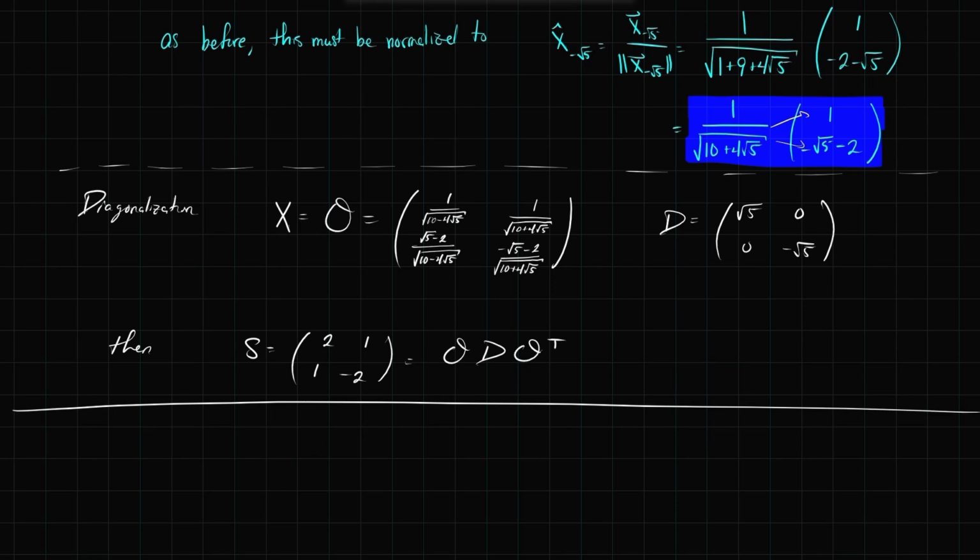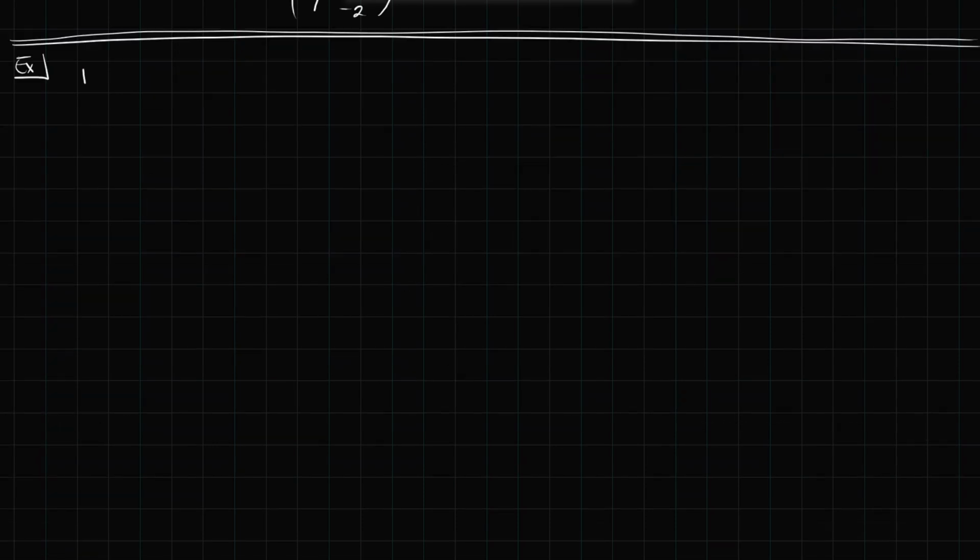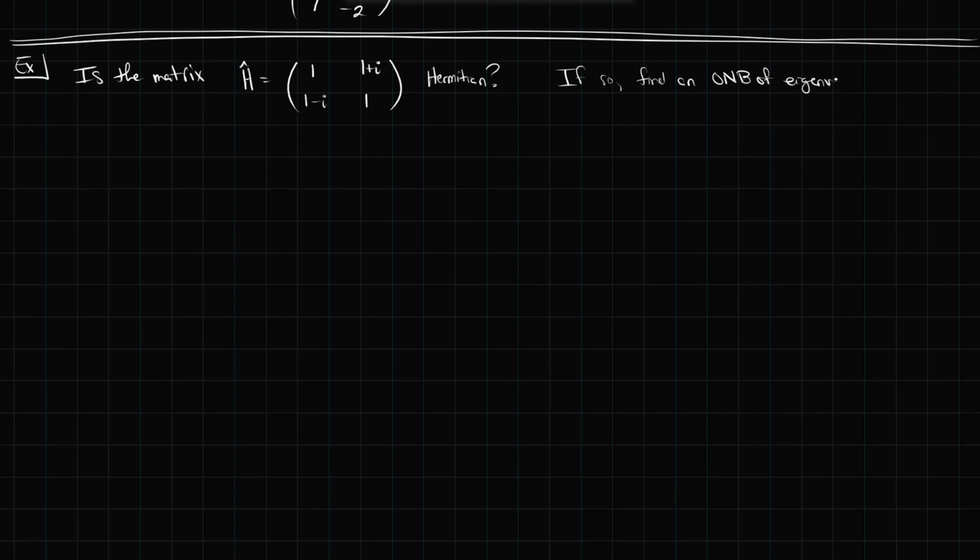Okay, let's move on to the second problem, where we'll do the same thing with a Hermitian matrix. We'll basically ask the same question. So is the matrix H hat described by 1, 1 plus i, 1 minus i, 1 Hermitian? If so, find an orthonormal basis of eigenvectors and decompose H hat equals unitary, diagonal, unitary Hermitian conjugate, where U is unitary.